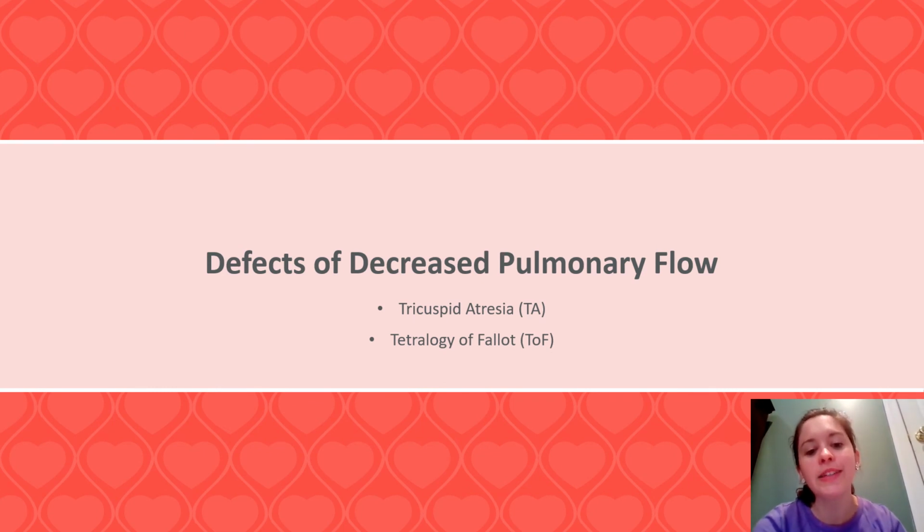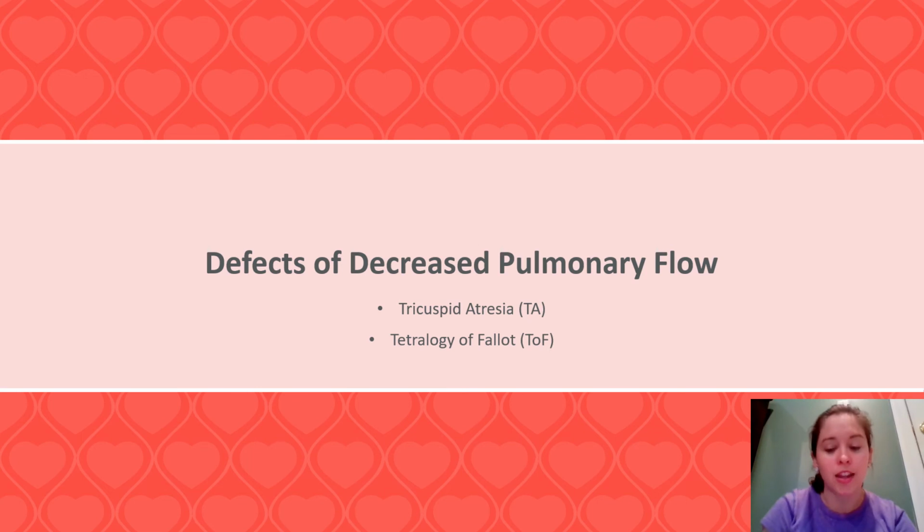Now we're going to talk about our defects of decreased pulmonary blood flow category, and this includes tricuspid atresia and tetralogy of Fallot. And if you think about this category's name, decreased pulmonary blood flow, that means there's not a lot of blood flow getting to the lungs. So what is my patient going to look like? They're going to be not oxygenating well, and they are going to be working harder to breathe because they're trying to oxygenate. They're probably not going to have adventitious breath sounds because they don't have a ton of fluid backing up into the lungs. So this is kind of the characteristic of decreased pulmonary blood flow defects.